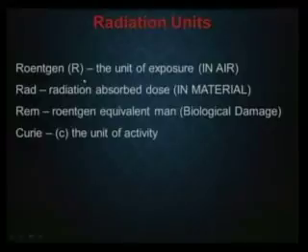The Roentgen is a unit of exposure in air. The Rad is the radiation absorbed dose in material. Rem is Roentgen equivalent man, or biological damage. And the Curie is a unit of radioactivity.